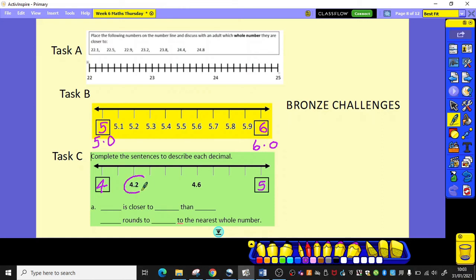Now I'm just going to focus on this number because 4.6, I would have the same two sentences written out again. So these two sentences are just for 4.2. So I'm going to write 4.2 here. It's closer to 4 than it is to 5. I'm now going to put 4.2 again. 4.2 rounds to 4 to the nearest whole number. And hopefully using all that language, filling that in, is really going to store that well in our brains, so that hopefully when we come back to this in a few weeks, we're going to remember this.